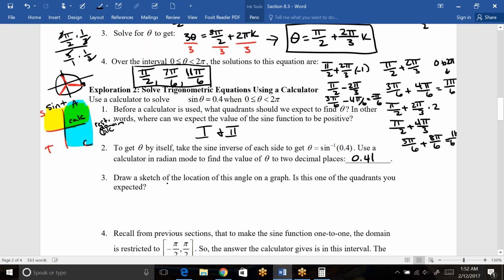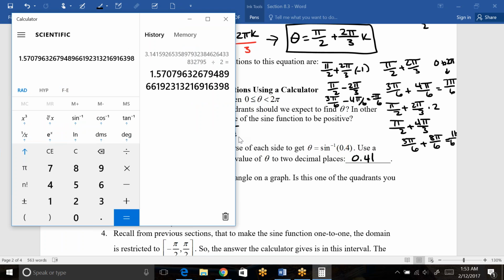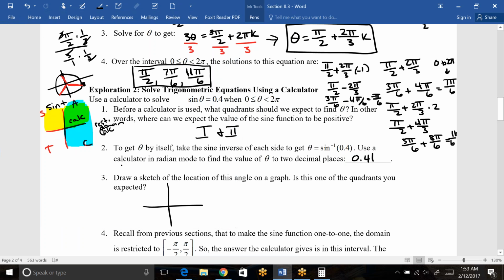Is this one of the quadrants we expected? So if you think about what pi over 2 is, because if you don't know where these fall, you can just think of the quadrants and figure out those. Pi divided by 2 is 1.57. That means this is 1.57 up here. This is 0. So 0.41 is somewhere around here. So that is 0.41 as radians. And yes, this is the quadrant that I expected it in.